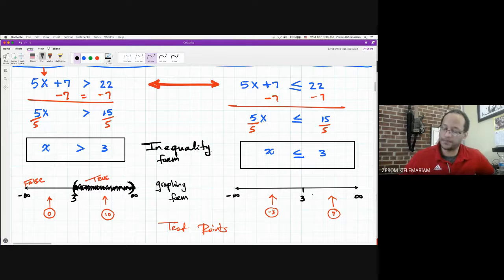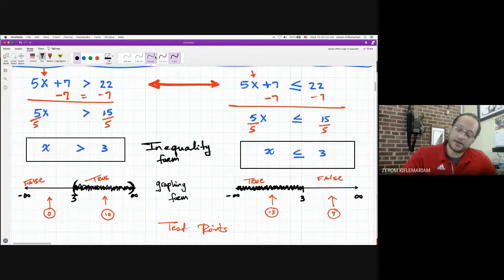On the right side, the same type of question, but when I plug in -3, what happens? 5 times -3 becomes -15. -15 plus 7 becomes -8. Is -8 less than or equal to 22? That is less than. That would be true. On the right side, I have 7. When I plug in 7, what happens? 5 times 7 is 35. 35 plus 7 is 42. 42 is less than or equal to 22. That becomes false. So my answer is the true side. If I'm using the true side, I'm going to shade the true side.